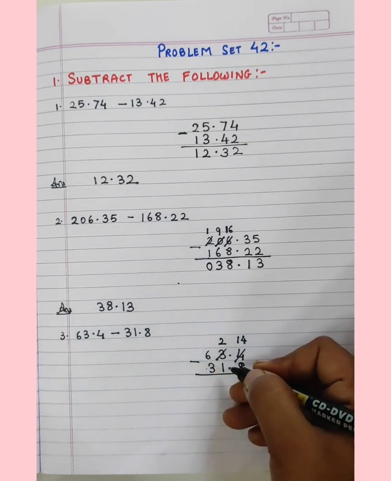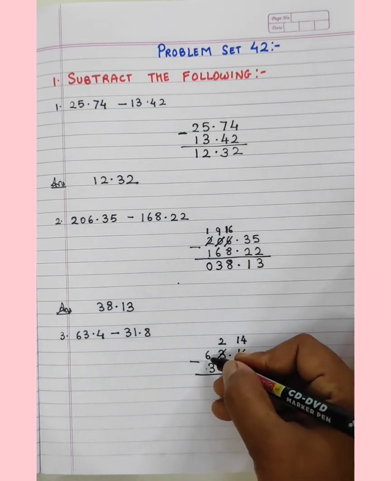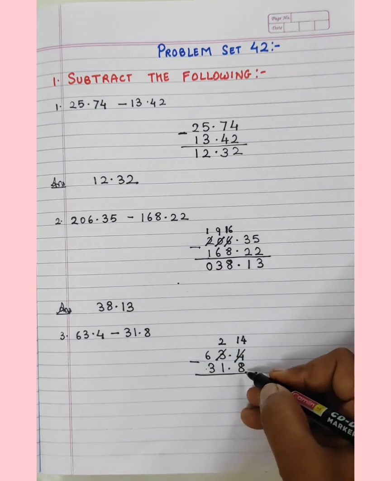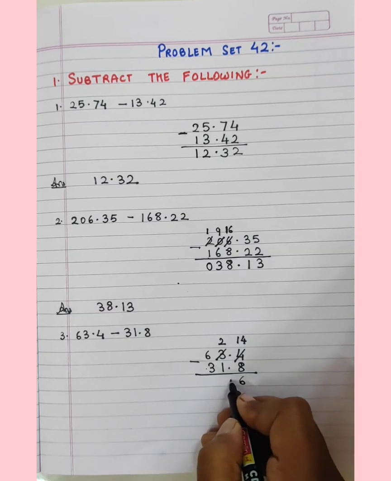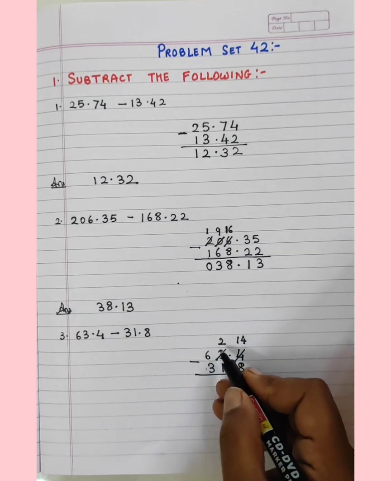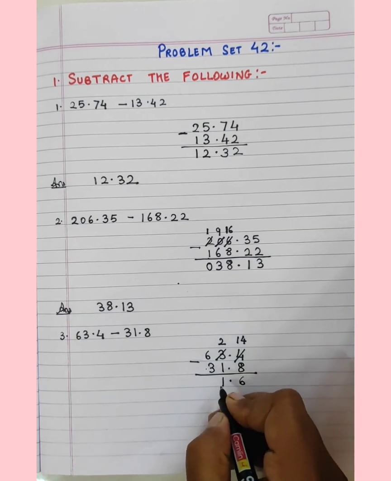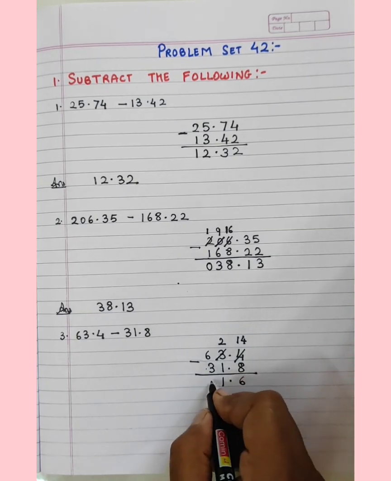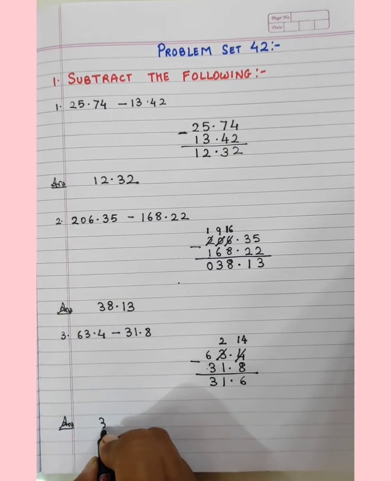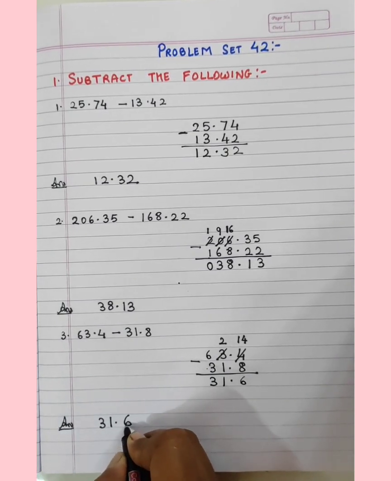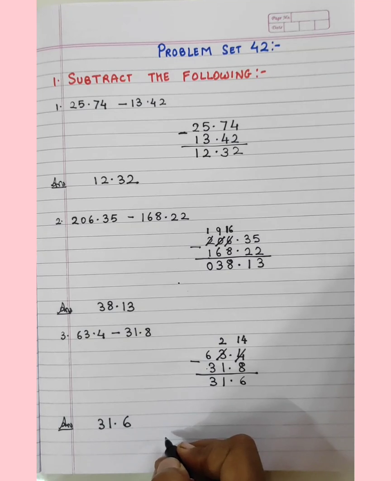Okay. Now I can subtract 1 from 2. So there is no need of cancellation in the before number. Now I can subtract 8 from 14. I get the answer as 6. Put decimal point. Now I can subtract 1 from 2. So I get the answer as 1. And 6 minus 3 is 3. So my final answer is 31.6. Understood, children?